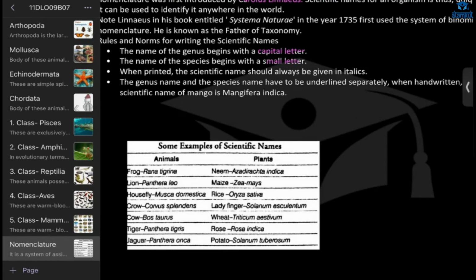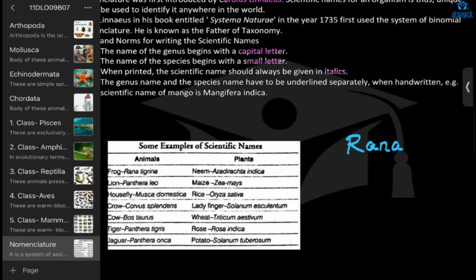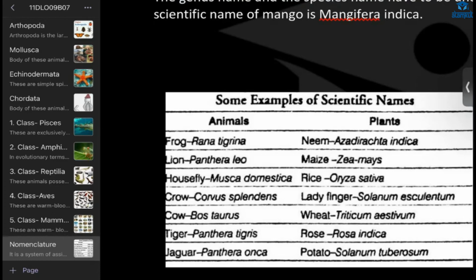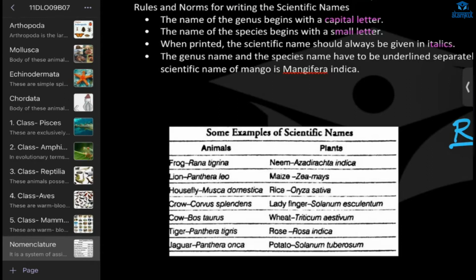When it is handwritten, like this, Rana. I told genus name, capital. So R is capital, the starting letter. Then the species, tigrina, it should be in small letter. Now, this I have written, so it should be underlined separately, not like this. If you are writing like this, it is wrong. It should be like this only. While printing time, it will be in italic, slanted. Name should be slanted. See here also what I have done. It is not coming, okay? This should be in slanted way.